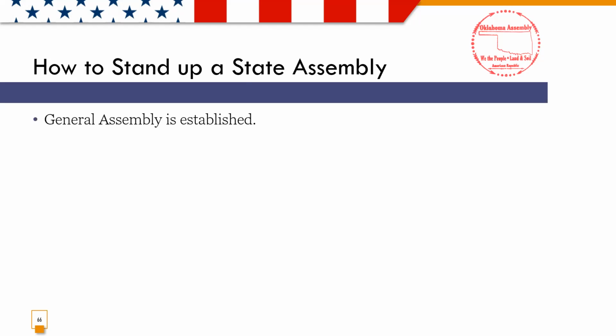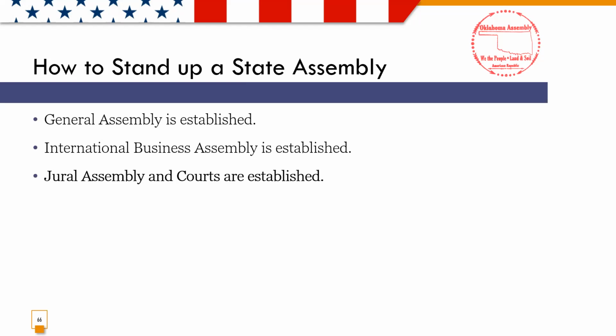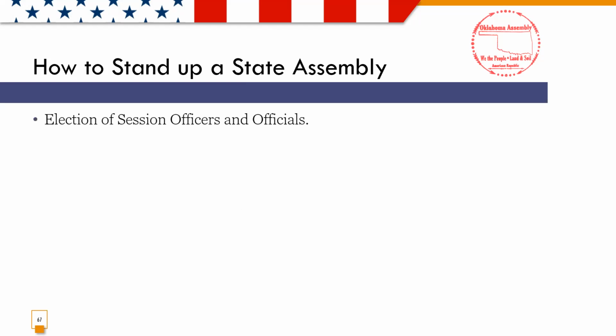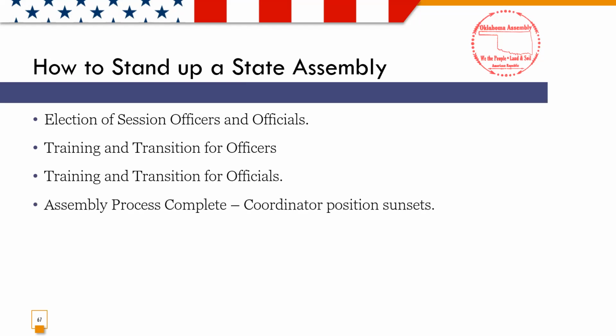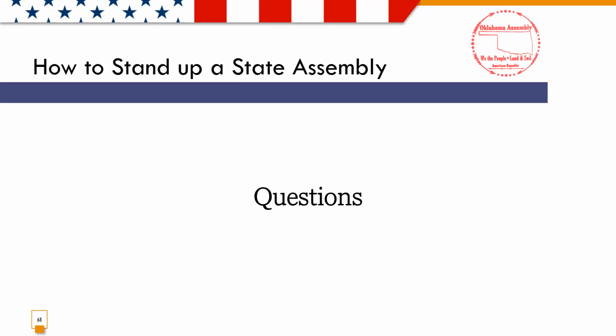General Assembly is established. International Business Assembly is established. Jural Assembly and courts are established. I've got that in bold because it's really, really important. Assembly militia is populated and organized. Election of session officers and officials. Training and transition for officers. Training and transition for officials. Assembly process complete, coordinator position sunsets.